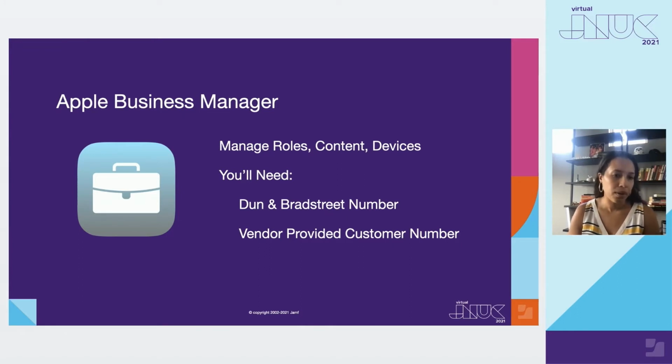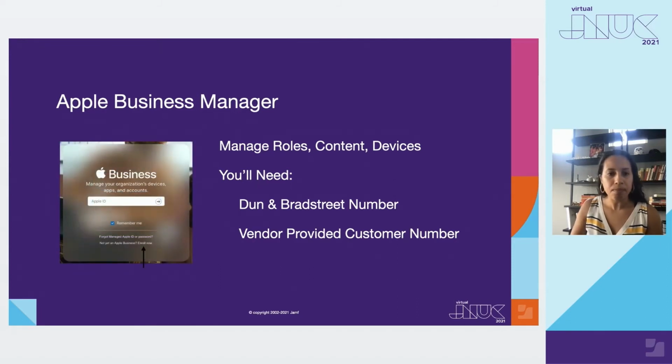In order to sign up for Apple Business Manager, you'll need a Dun & Bradstreet number, or DUNS number for short. This number can take from 7 to 10 business days to receive, so please take that into account when you think about your timeline. That's if you don't already have a DUNS number. At this point, you'll be able to sign up for Apple Business Manager at business.apple.com. And then you'll click Enroll Now towards the bottom of the window pane.